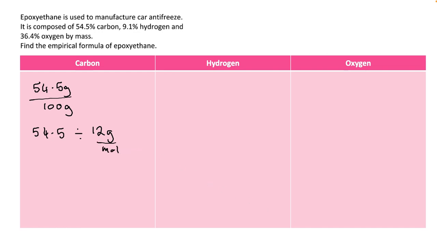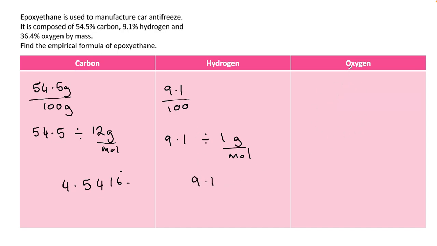I'm going to get 5.54. 16. Let's look at the hydrogen. So 9.1% means 9.1 per 100. To get it into the number of moles, I'm going to divide by the molar mass, which is 1 gram per mole, and then I get 9.1.